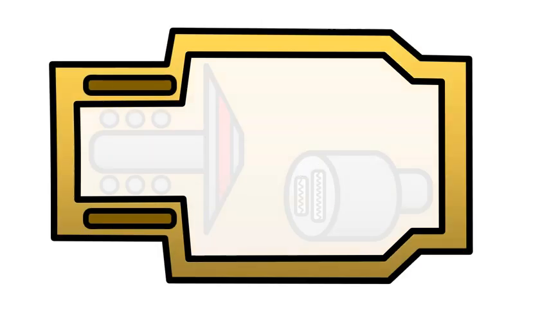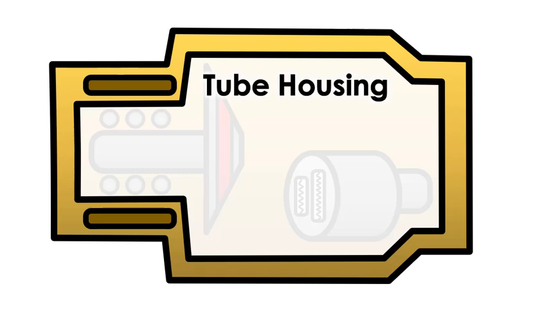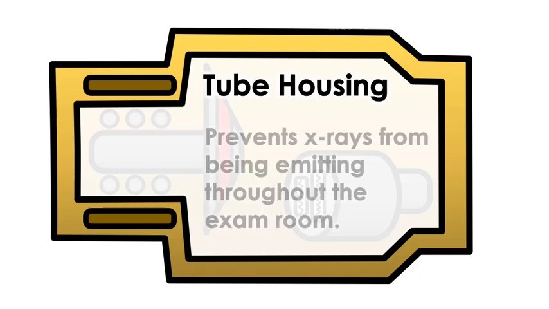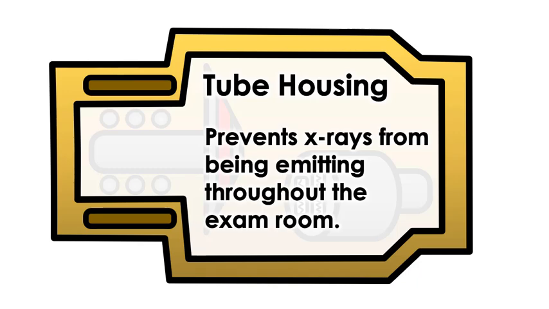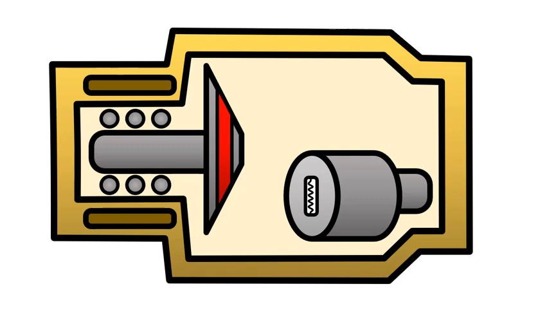The last major component of the X-ray tube is called the tube housing, sometimes called the metal housing or the lead housing. The purpose of the tube housing is to prevent X-rays from being emitted throughout the exam room. Basically, it absorbs all of the X-ray photons except those that are being aimed towards the patient. So let's look at a few of these components in detail.